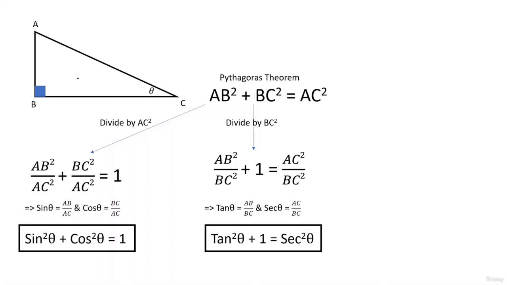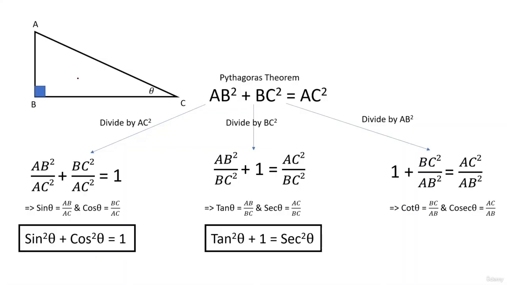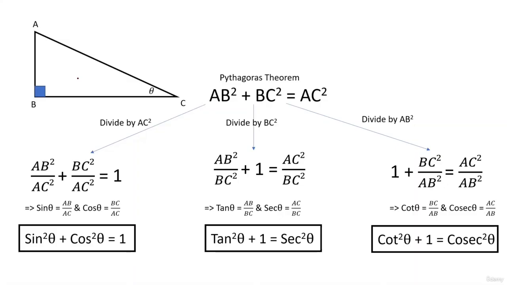So let's go on further. The last part is we divide throughout by AB square. When we do that, we have AB square upon AB square as 1. BC square upon AB square can be written as cot square theta. And on the right hand side, AC square upon AB square will be cosec square theta, right? So putting the values, we have cosec square theta is 1 plus cot square theta, right?